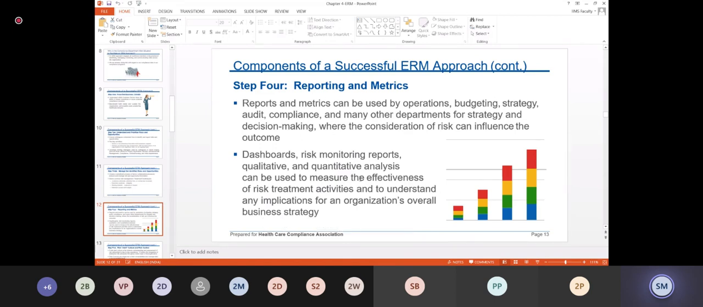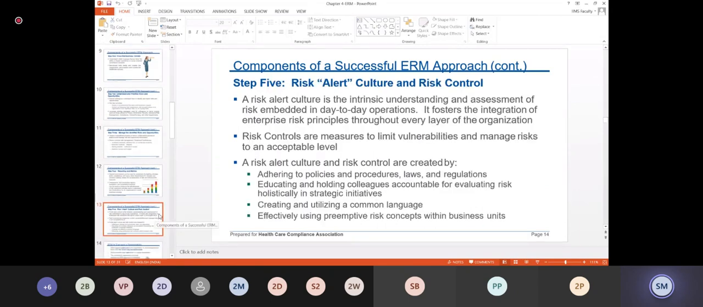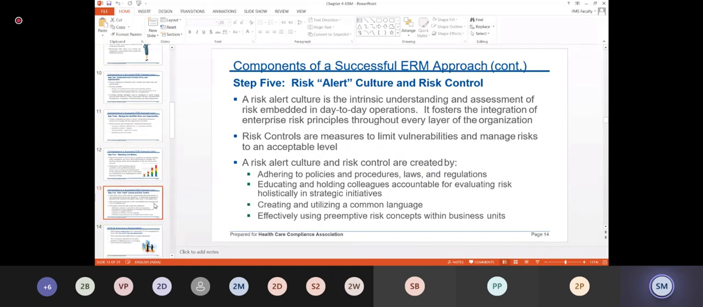Dashboards, risk monitoring, reports, and quantitative and qualitative analysis can be used to measure the effectiveness of risk treatment activities and understand the implication for the organization's overall business strategy. From these charts, numbers and tables, the particular team, the owner of the organization, departmental heads or managers can take action.